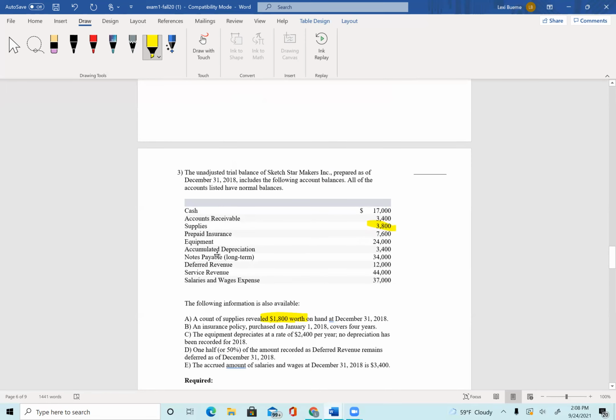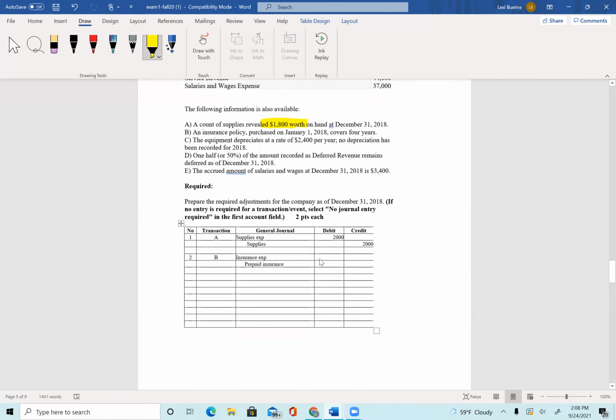So for this prepaid insurance we look at is $7,600 right here. But since it says paid for 4 years and we're just looking for this 1 year, we would divide 7,600 by 4, which gives you 1,900. Okay, and then for 3, the equipment depreciates at $2,400 per year. No depreciation has been recorded yet as of December 2018. So the standard depreciation journal entry is 99% of the time going to be depreciation expense as a debit, and then accumulated depreciation as the credit. That's just going to be standard across the board for this class until it gives you specific accounts to use. So since it's recorded at 2,400 per year, we can just use that amount.